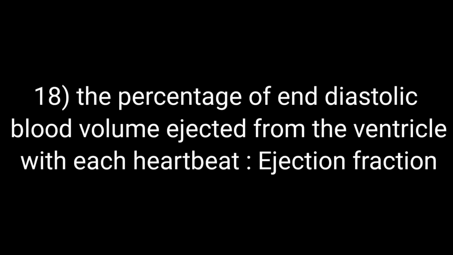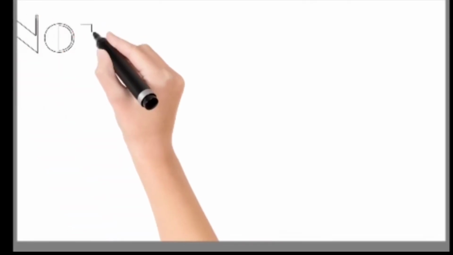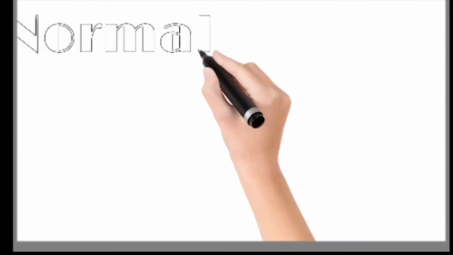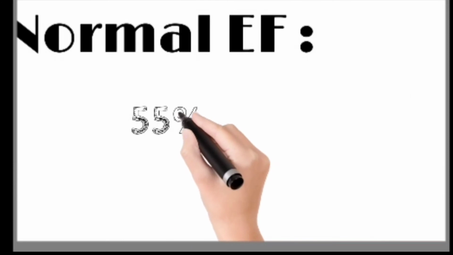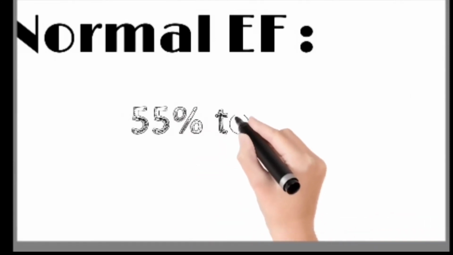Point number 18. The percentage of end diastolic blood volume ejected from the ventricle with each heartbeat is called ejection fraction. That means an ejection fraction of 60% is that 60% of the total amount of blood in the left ventricle is pushed out with each heartbeat. So friends, the normal ejection fraction is 55% to 70%.